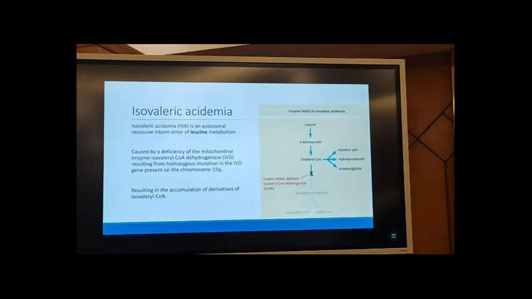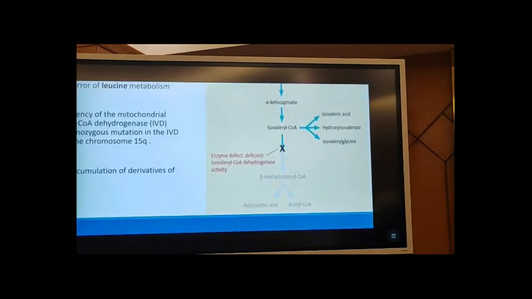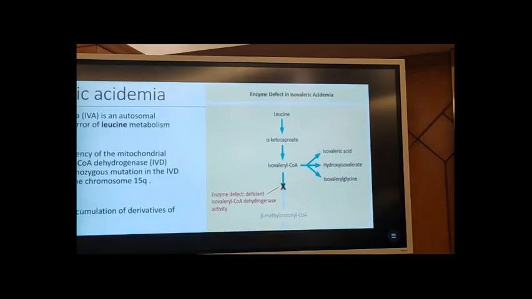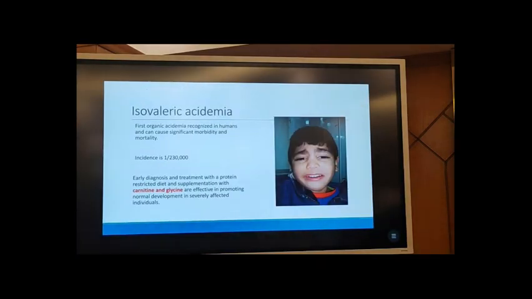So isovaleric acidemia: the offending amino acid in isovaleric acidemia is leucine. Leucine is converted into isovaleryl CoA, and then isovaleryl CoA should be converted to beta-methylcrotonyl CoA. If I have a defect in the enzyme here, which is isovaleryl CoA dehydrogenase, then isovaleryl CoA will accumulate and be transformed into isovaleric acid, or hydroxyisovaleric acid, and isovalerylglycine, which will be detected in the urine organic acid profile.